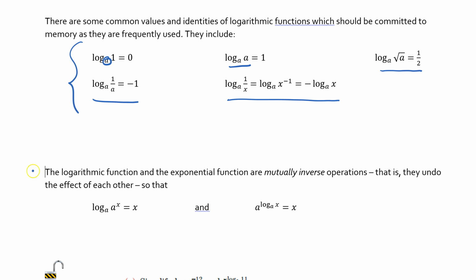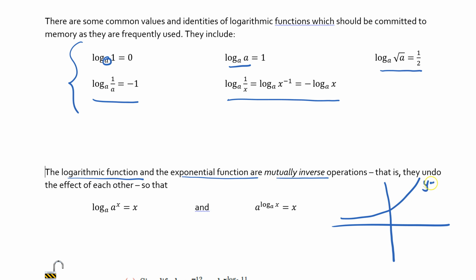Now the last point before we leave logs, we come back to them often in the course, is to realize that the log function and the exponential function are mutually inverse operations. Now you might remember we've come across inverse operations before, and we said that they cancel each other out. They're formed when we essentially swap the place of y and x, and they also have a graphic relationship as well, and that is that they are reflections of each other in the line y equals x.